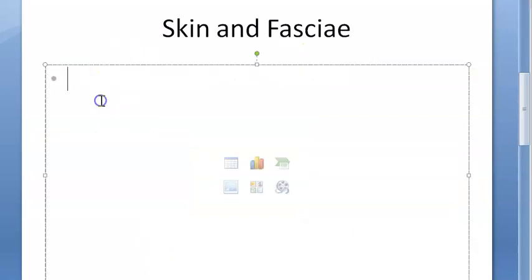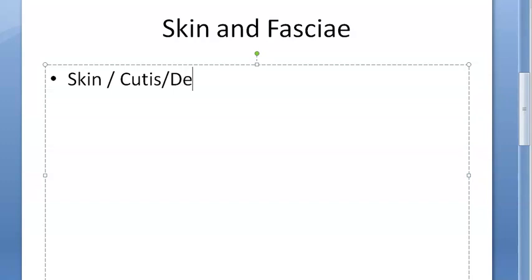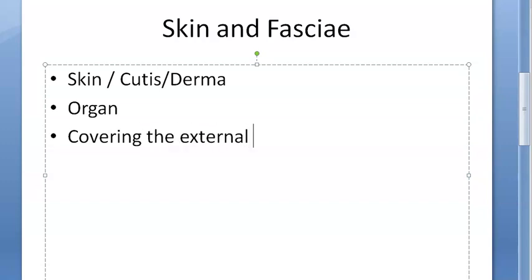Okay, so skin, also called as cutis or derma. They are also calling it as integument, but we never heard that. Okay, then coming to, it is an organ, right? It is an external covering, covering the external surface of the body. This is all about skin.